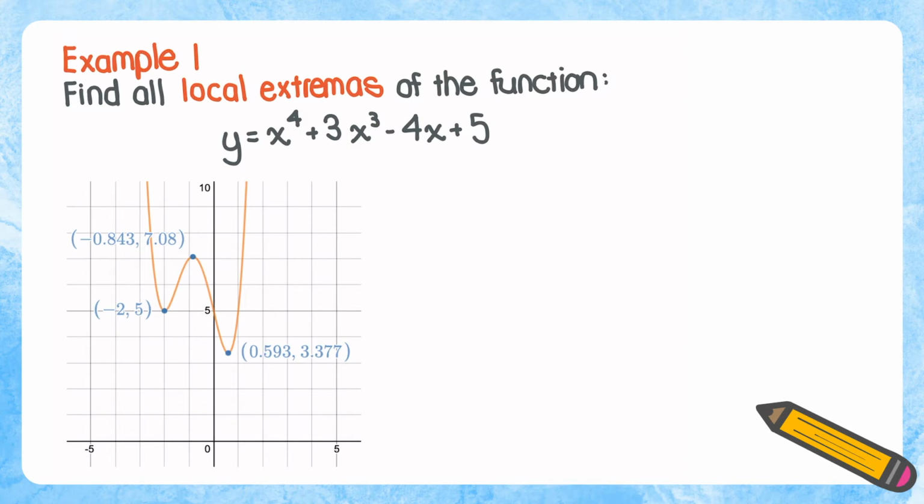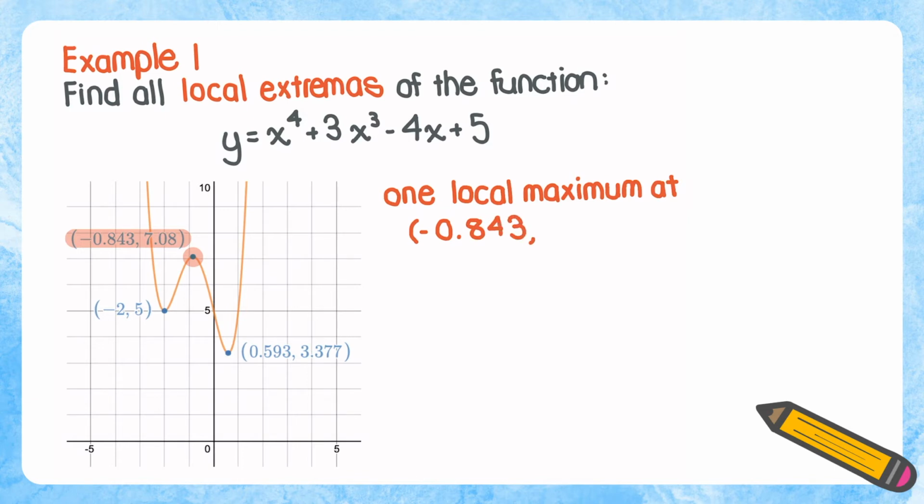First, let's look for any local maximum points. Notice this point right here. This seems to be a local maximum. And this seems like the only local maximum. So I have one local maximum at, let's see, negative 0.843, comma 7.08. So we have a high point here.